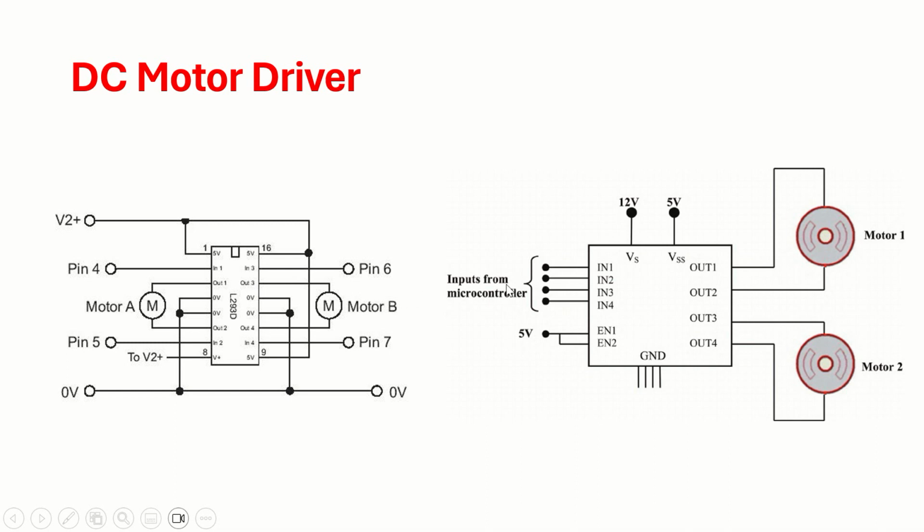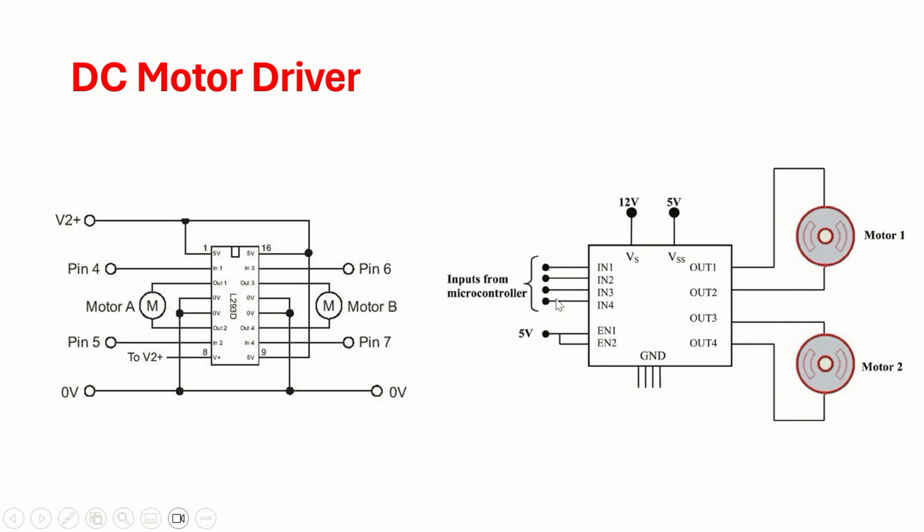And where will you connect the microcontroller? In 1, in 2, in 3, in 4. On these four pins, connect the microcontroller pins. So if in 1 is 1, in 2 is 0, if you apply the signals like that in binary form, or in voltage you can say 0 and 5 volts, then the motor will start rotating in one direction. And instead of that, if in 1 you make it 0 and in 2 you make it 5 volts, the motor will rotate in the anti-clockwise direction.